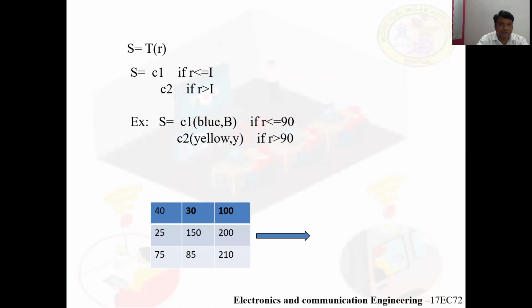So s = T(r): s is equal to c1 if r is less than l, otherwise c2 if r is greater than l. Example: s is equal to c1, blue, if r is less than or equal to 90, or c2, yellow, if r is greater than 90. You can see the matrix table here.